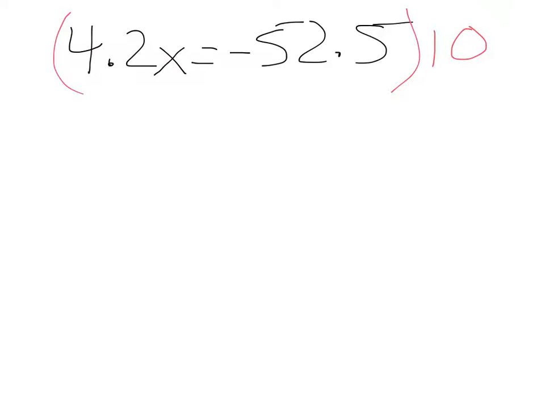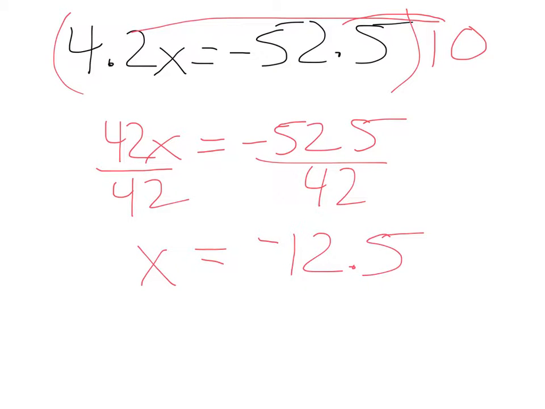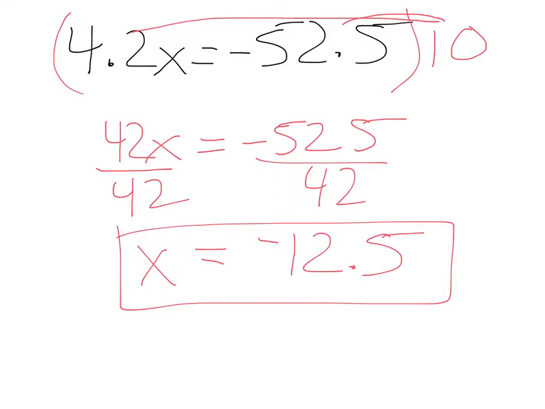And when I do that, multiplying 4.2x by 10 just gives me 42x. Multiplying negative 52.5 gives me negative 525. So now I can just divide by 42, and it makes it really simple to figure that out. So of course, if we do that, we'll end up getting that x is equal to negative 12.5. And we can plug that back in for x and find out that that is in fact the right answer.